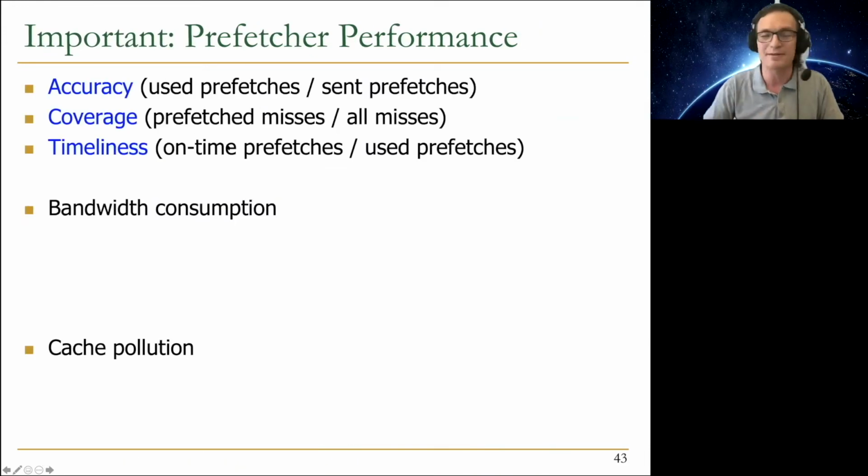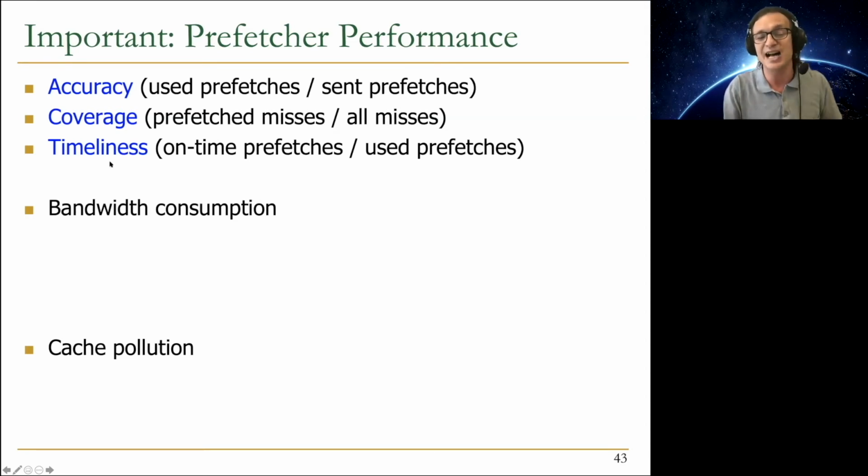I'm going to quickly cover this, not go into a lot of detail, but it's important to keep in mind there are multiple metrics that lead to prefetching performance. So accuracy, we discussed. How many prefetches are used out of the sent prefetches? Coverage is what fraction of all the misses that are experienced by the program are actually prefetched accurately. Timeliness is how on time are your prefetches? And there are multiple metrics for this. I'm not going to go into it.